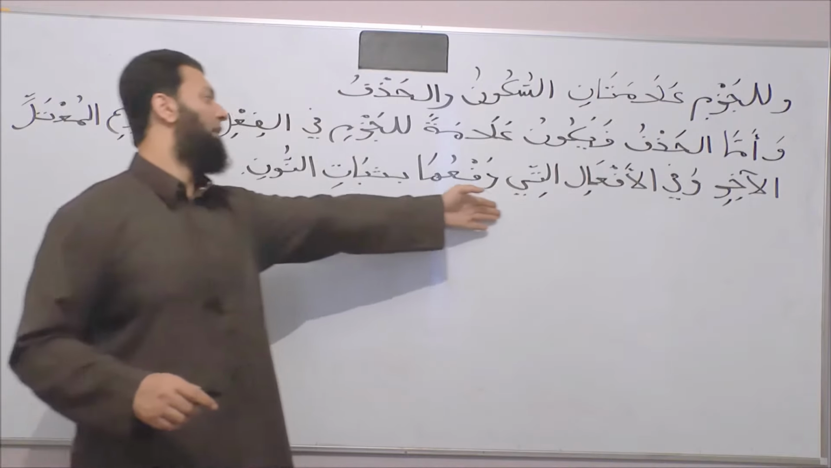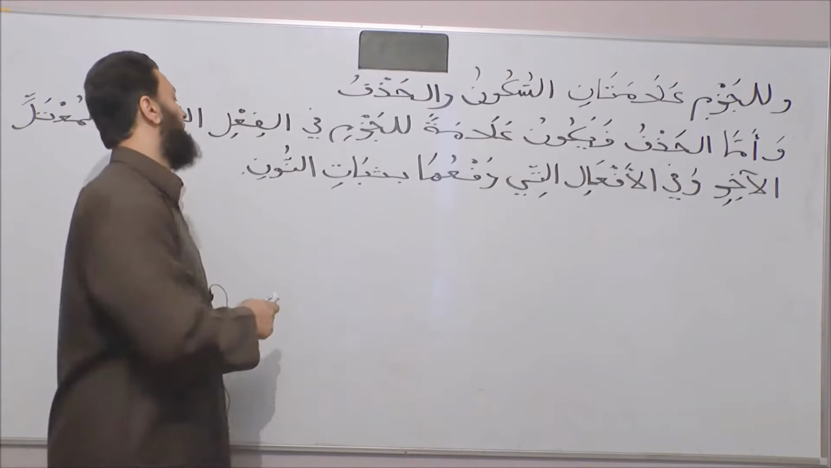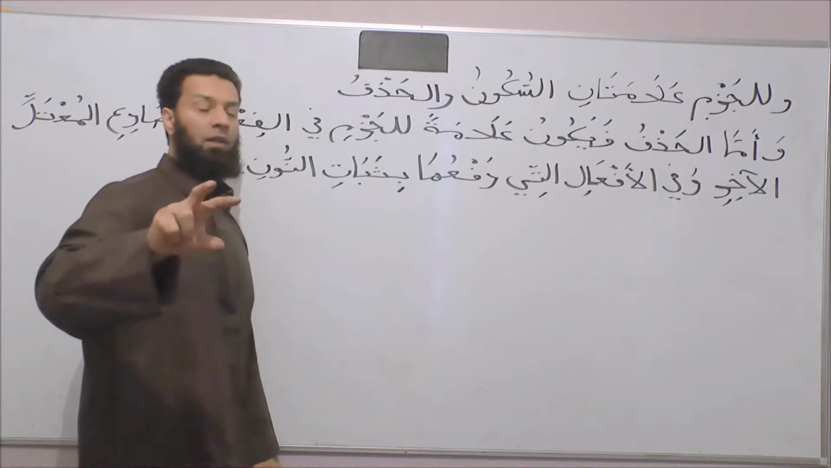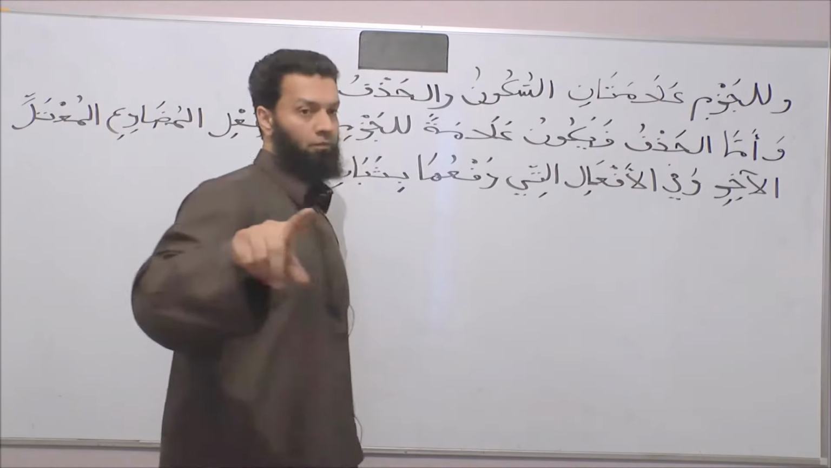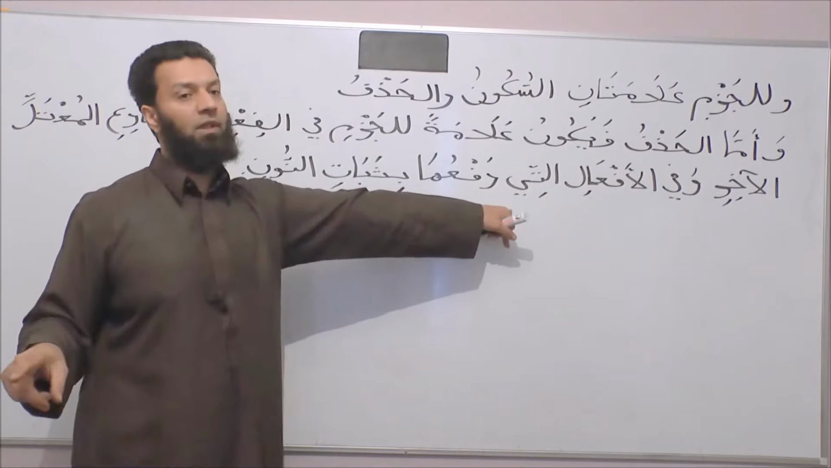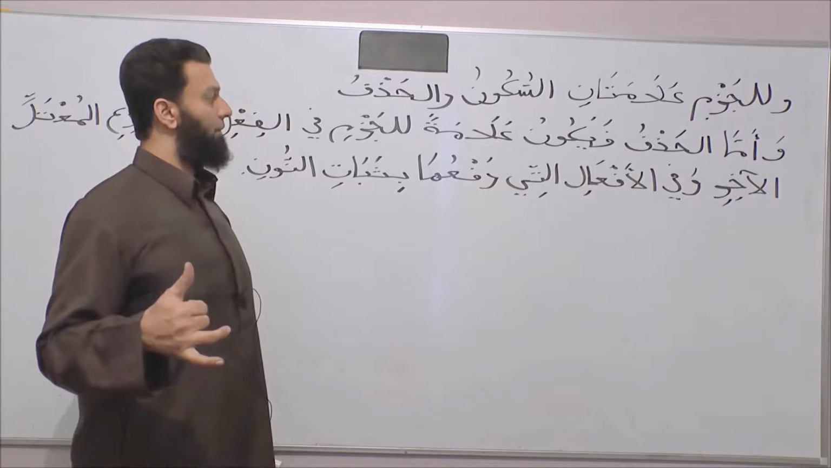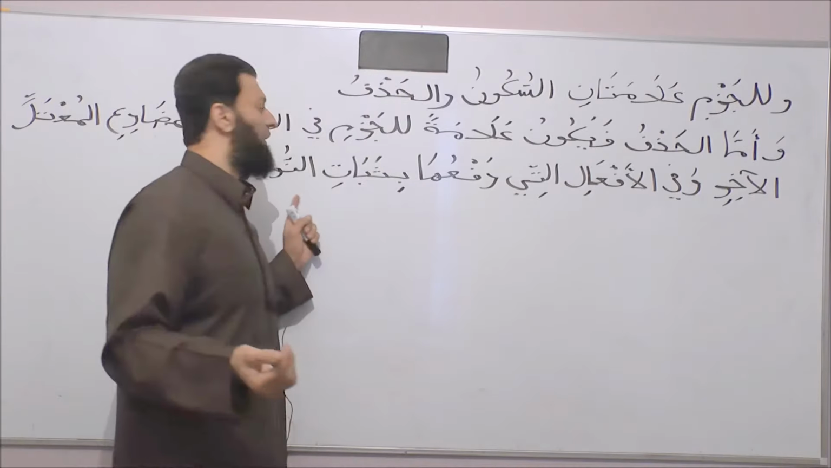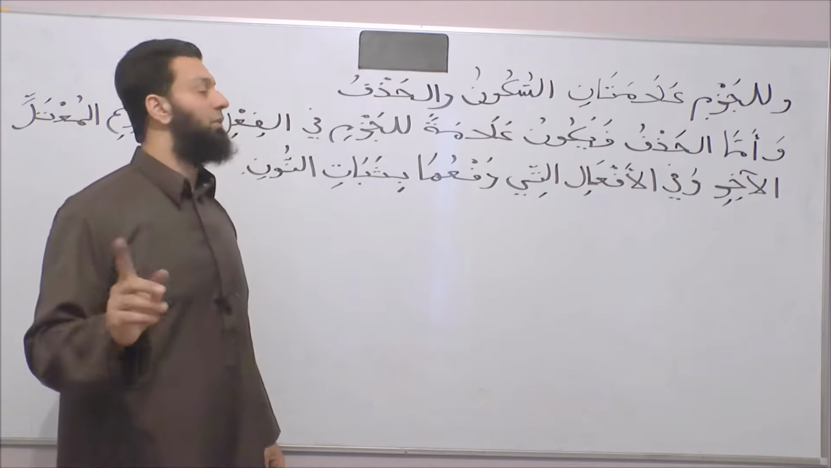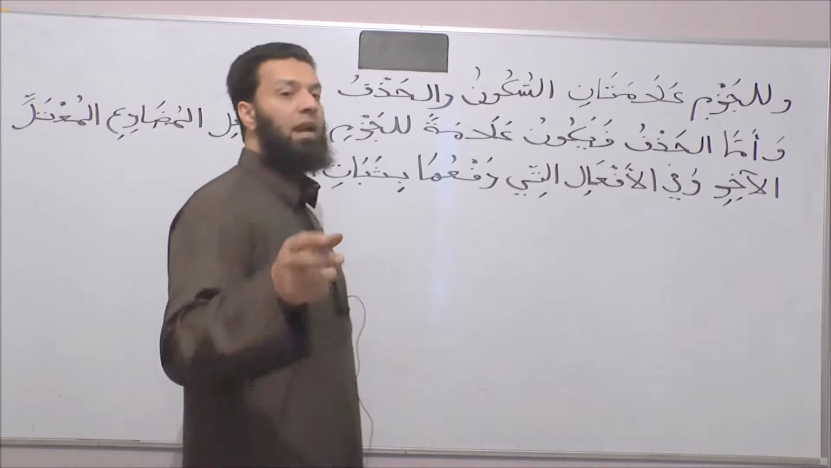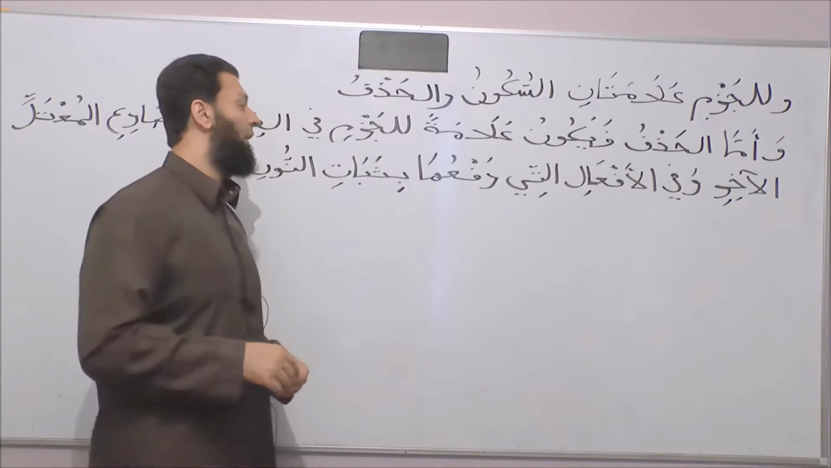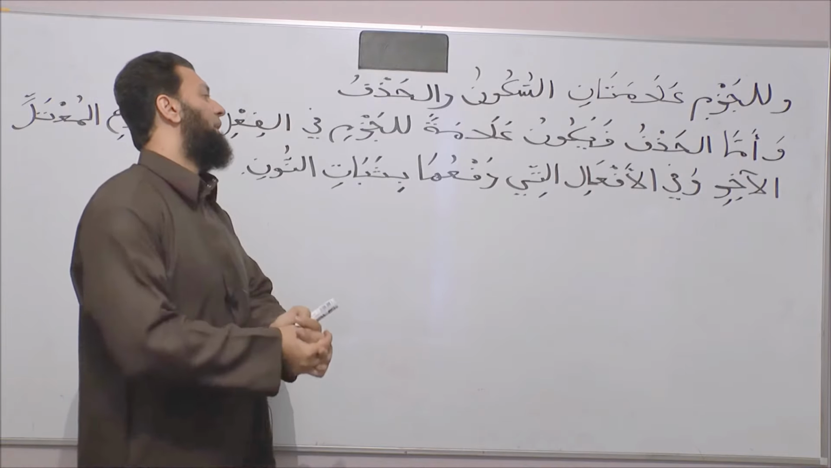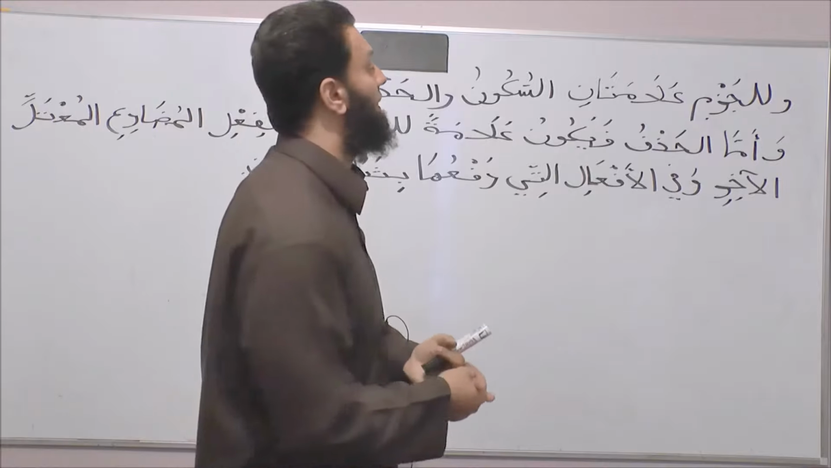And in the af'al, the verb forms, allati raf'uha bi thabati an-noon, where the raf', its marfu' state, is by affirming the noon, which we've already discussed in our previous lesson regarding al-af'al al-khamsa, but we will quickly mention it again. Right, as for the first one, وَأَمَّا الْحَذْفُ فَيَكُونُ عَلَامَةً لِلْجَزْمِ فِي الْفِعْلِ الْمُضَارِعِ الْمُعْتَلِّ الْآخِرِ.